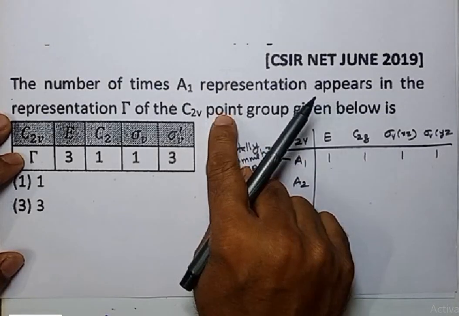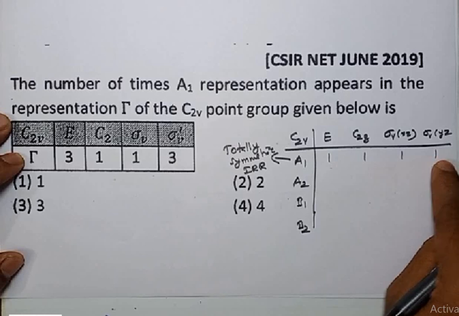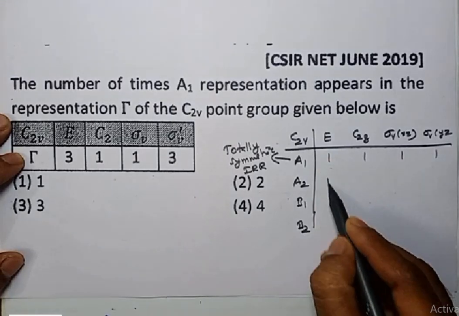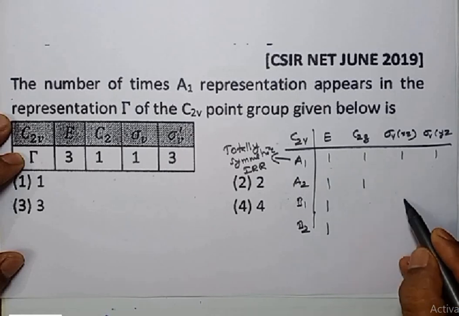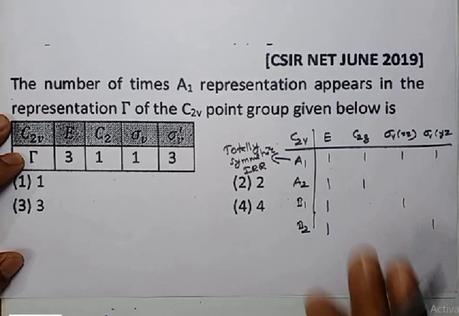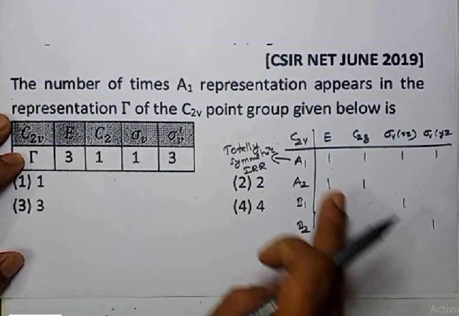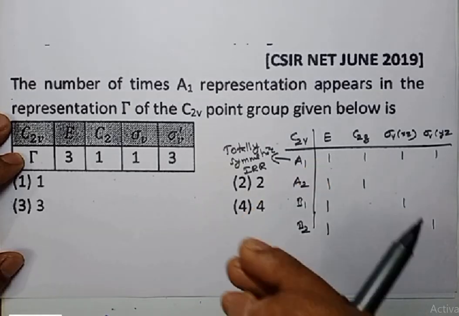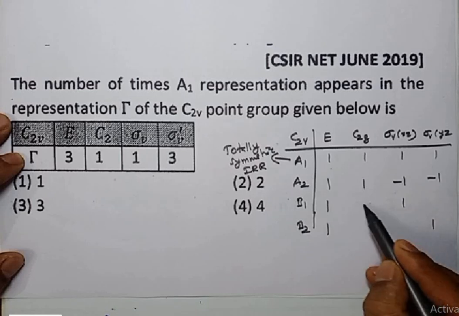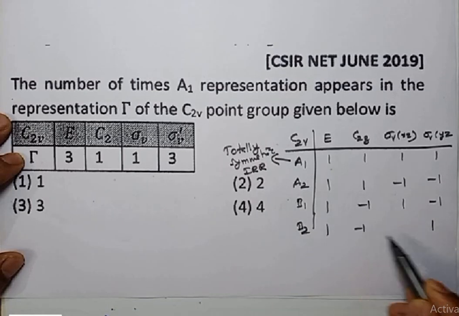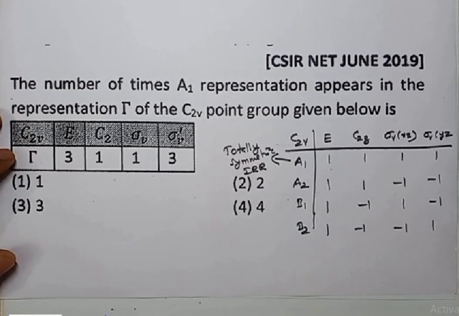So now for C2V, you write the first row as 1, 1, 1 and the first column also 1, 1, 1. Then the leading diagonal also plus 1. First row plus 1, first column plus 1, leading diagonal plus 1. In the remaining places you just put minus 1. Yes, this is the character table for C2V.